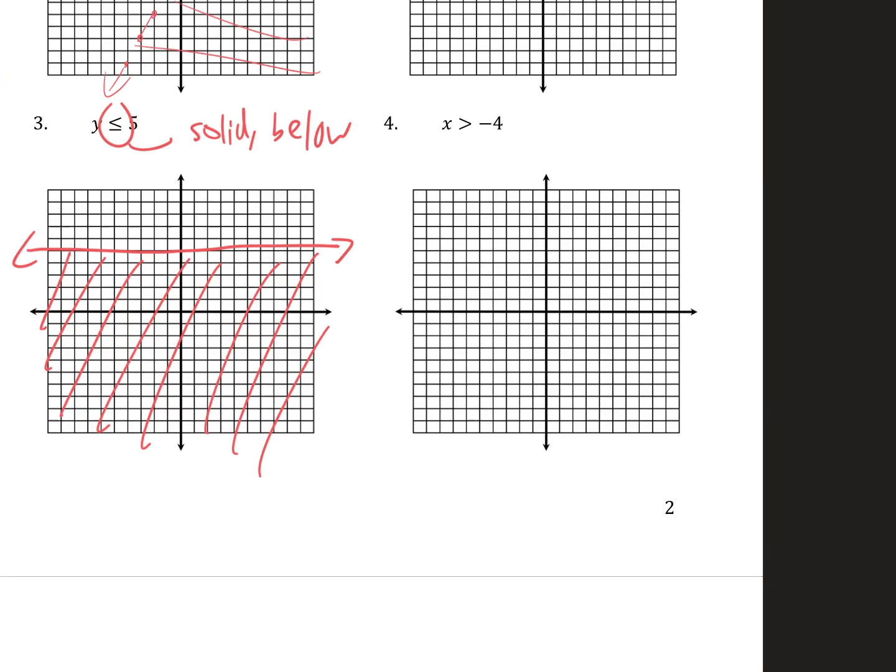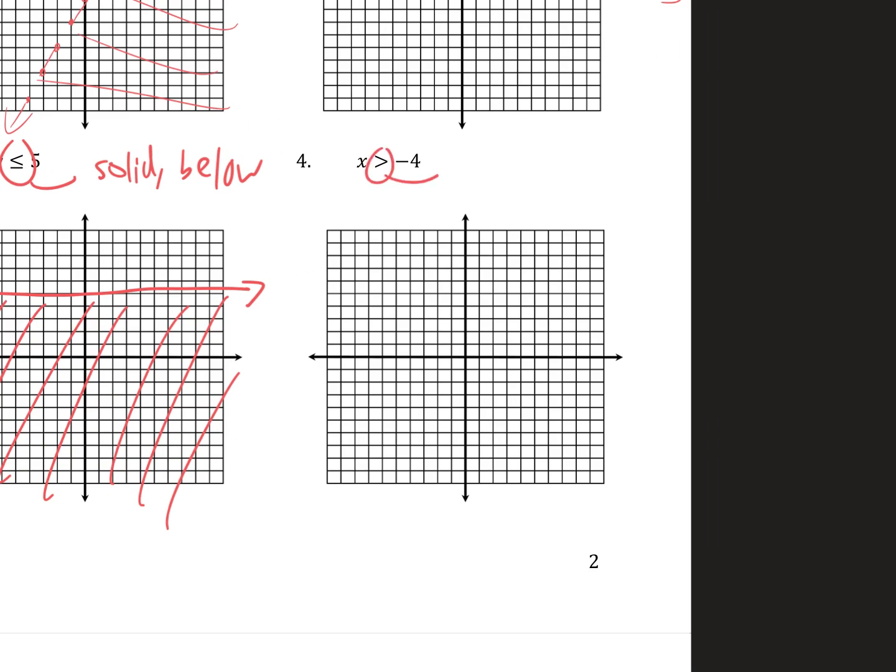So if x is greater than -4, is it solid or dashed? It's dashed. Is it left or right? This one's going to be a vertical line. Well, it's pointing to the right, so it's going to be shaded to the right. So we're going to do a vertical line through x equals -4. 1, 2, 3, 4. Oh, we're doing a dashed line, my bad. Dashed vertical line, and we're shading to the right. Every point in that shaded section is going to be part of the solution.